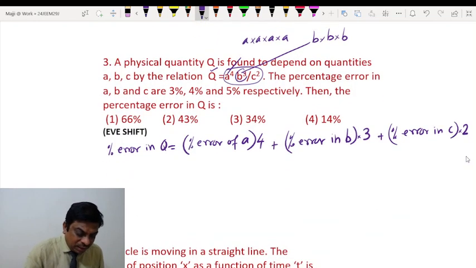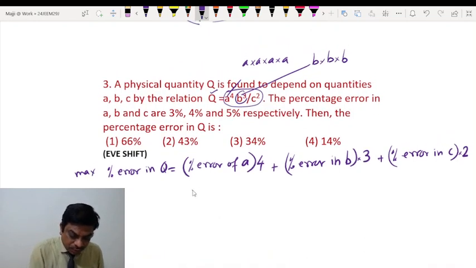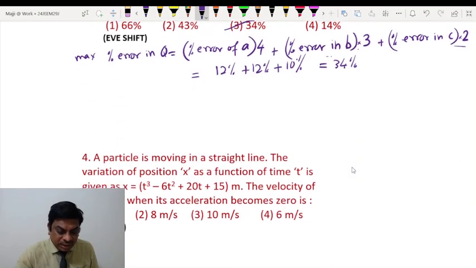Remember students, we are calculating the maximum percentage error. So therefore, for A it is 3, so 3 4s are 12%. For B it is 4, so 4 3s are again 12%. And for C it is 5, so 5 2s are 10%. So in all we have 34%. We'll go with option 3.